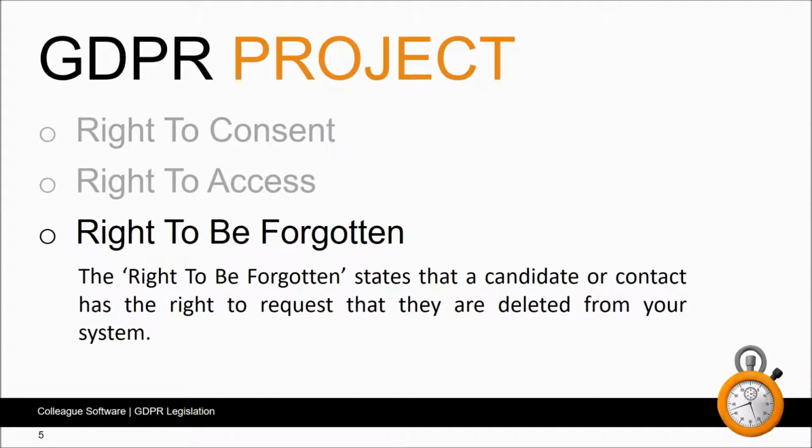The right to be forgotten states that a candidate or contact has the right to request that they are deleted from your system, with any trace of correspondence regarding that individual fully wiped clean. Colleague has previously archived records as part of our deletion process, with the option then to restore that record. So this is a new and permanent deletion process.